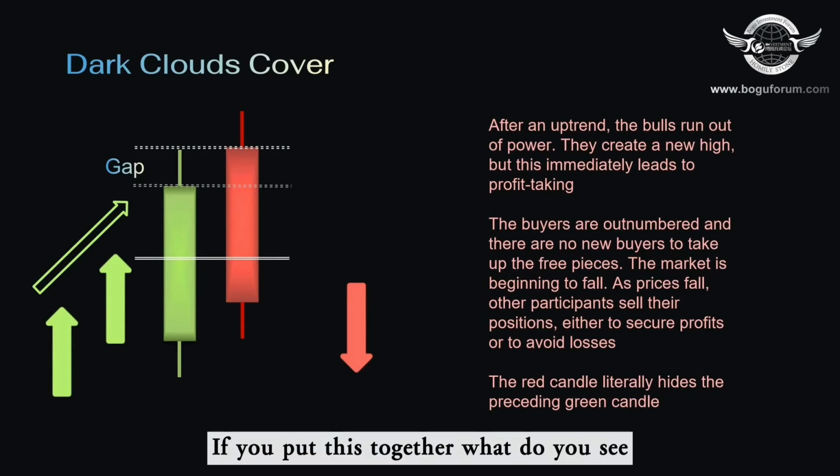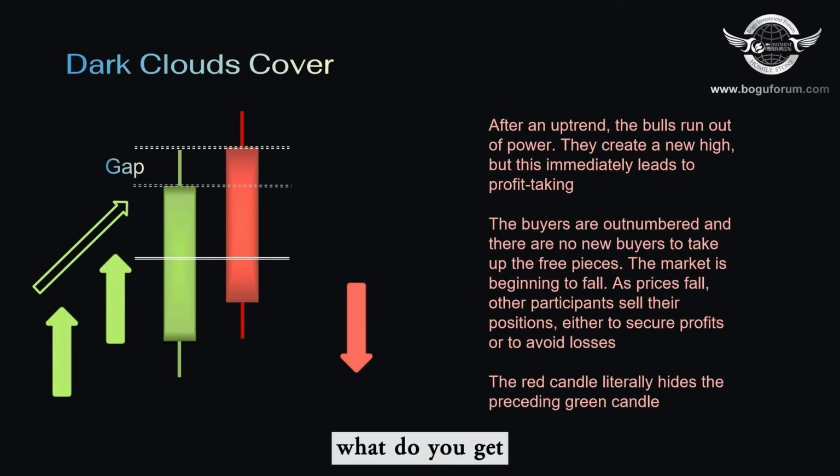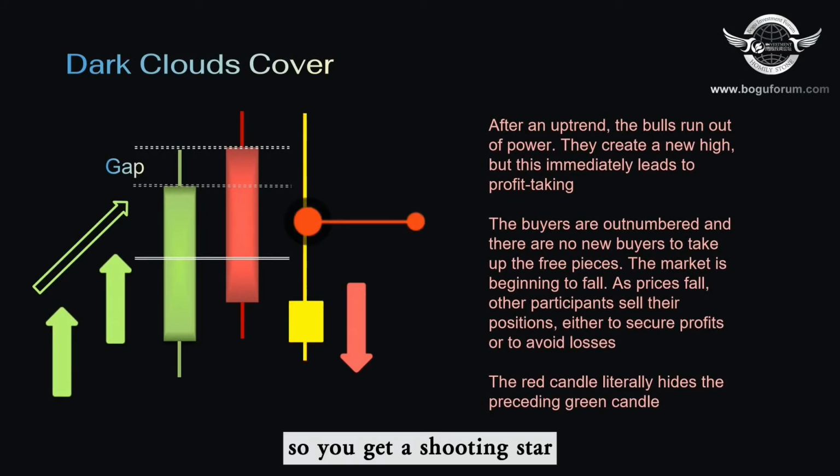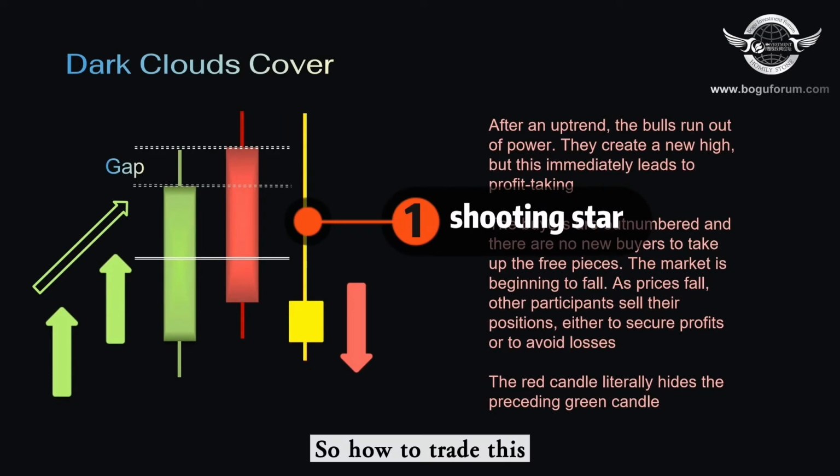And as a side note, it's also pretty interesting: if you put this together, what do you get? This is what you get: with a little bit of lower shadow, you get a shooting star. So how do we treat this again?